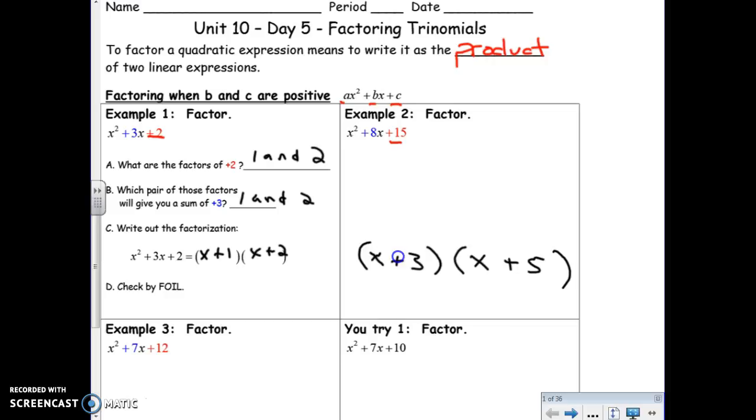And just to check our work, we can put the original problem in line 1 of y equals and our answer in line 2. Go to the table and make sure all the y values match. So that's what we're going to be doing from here on out. I want you to try the rest, and we'll come around and help.